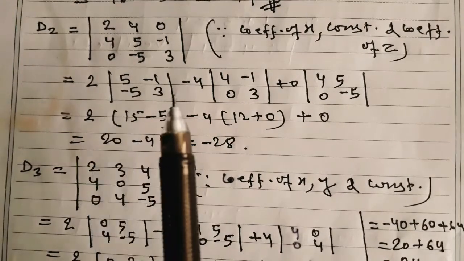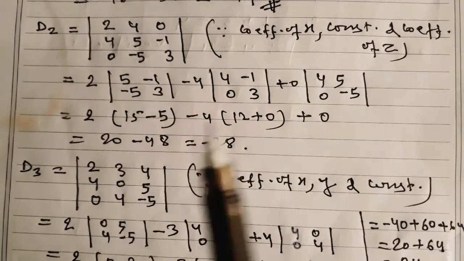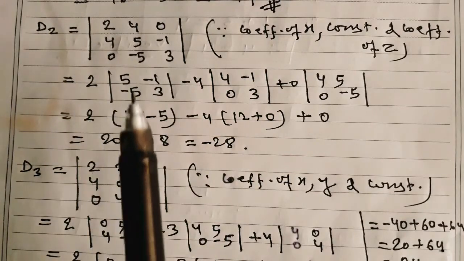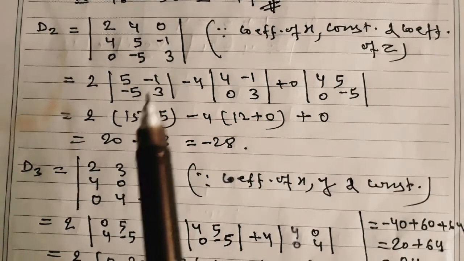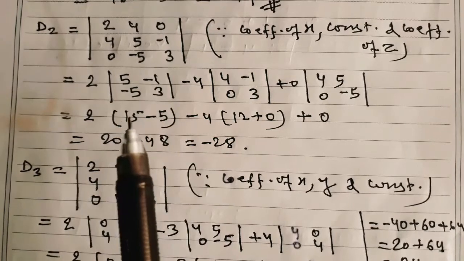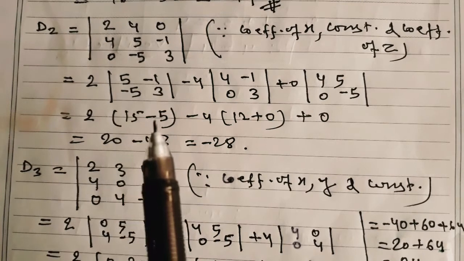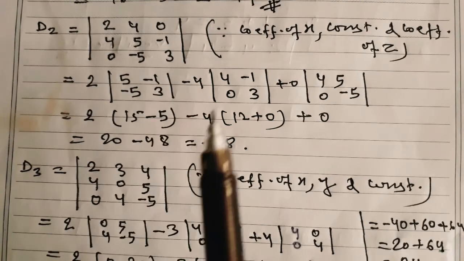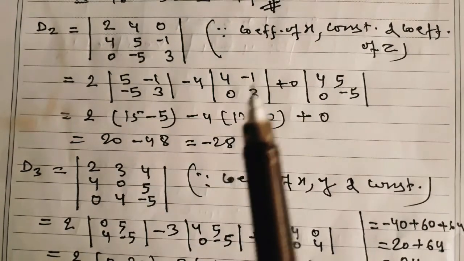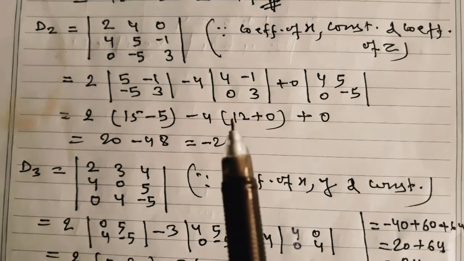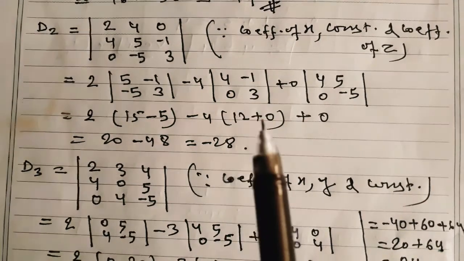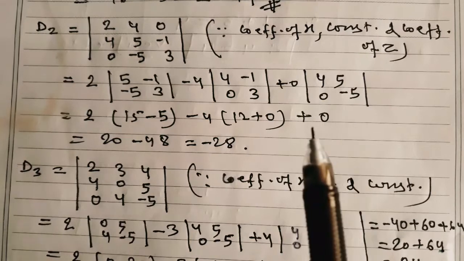Now let's find the value of the first determinant, second determinant and third determinant. 2 is as it is. 5 threes are 15. We have to cross multiply and take the difference. 5 threes are 15. Then minus, minus, minus, plus, plus, minus, minus. That means again we get minus sign, and 5 ones are 5. Minus 4 as it is. Now let's cross multiply and take the difference. 4 threes are 12. Then minus, minus, minus, plus, 0 into 1, 0. 0 into something we get 0.